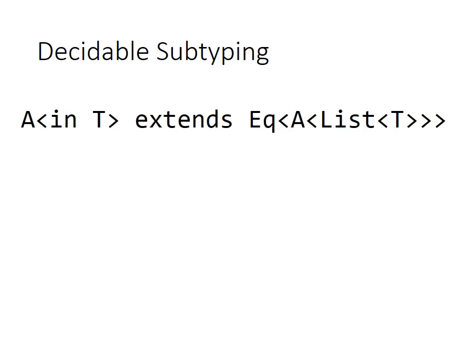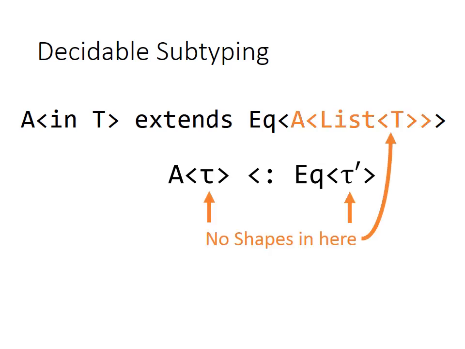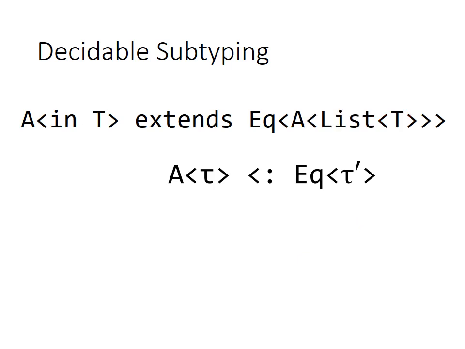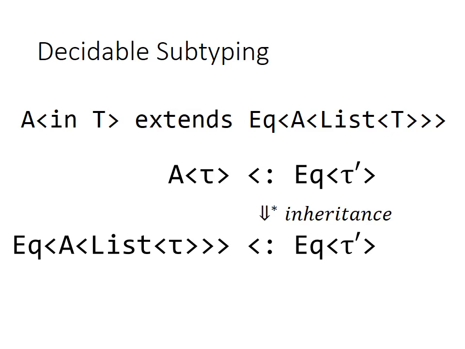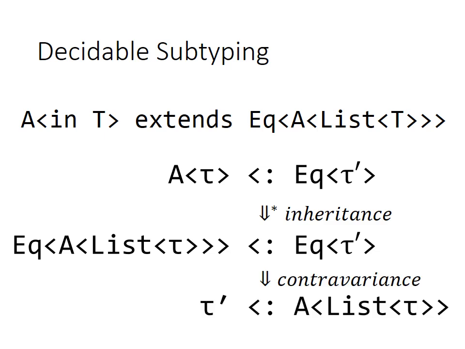But we also want decidable subtyping in the presence of shapes. So what are these cases? Well, they are the cases when we check whether some type is an instantiation of a shape. Notice that because shapes are not type arguments, there are no other shapes in those judgments. Now what we do in these cases is we apply inheritance, possibly several times, to expand the left-hand side of our judgment to our shape type, in this case EQ, and then we apply either co- or contravariance, in this case contravariance, to recurse on the type arguments.